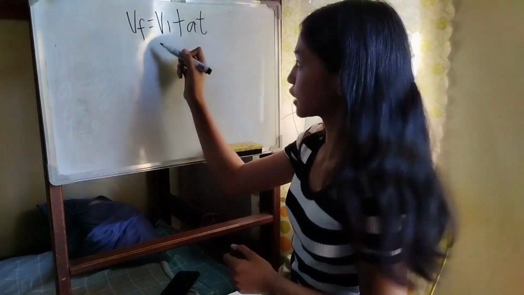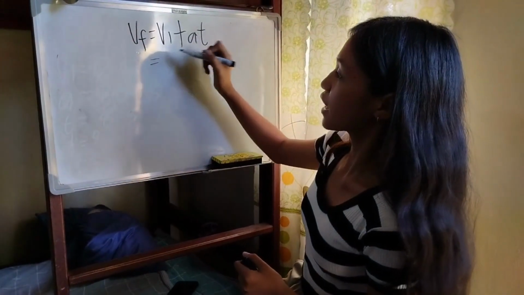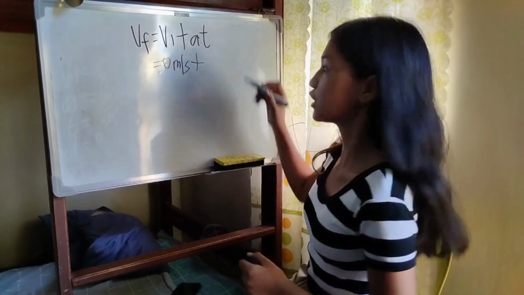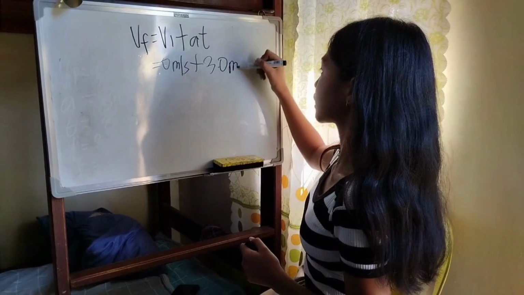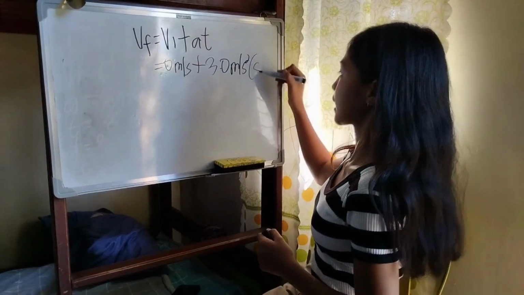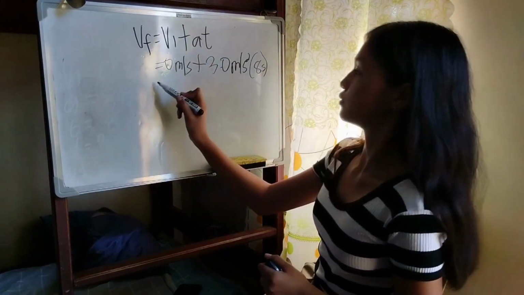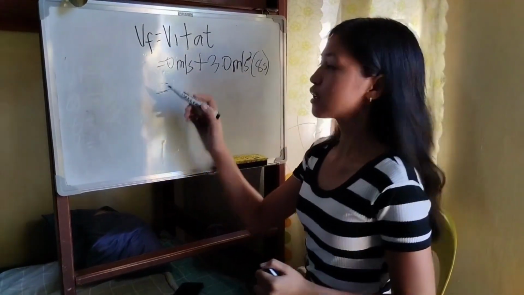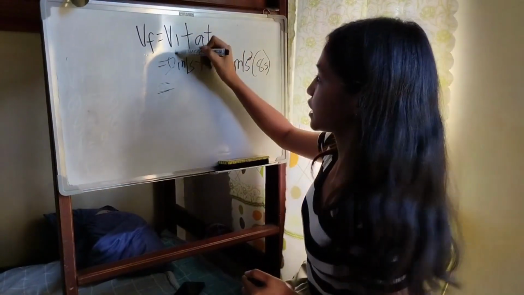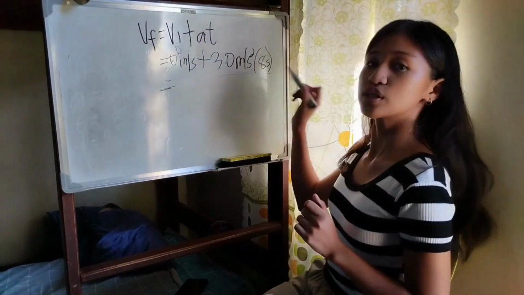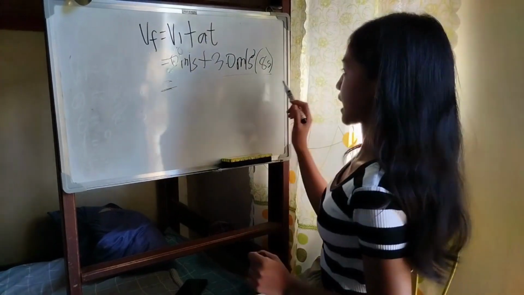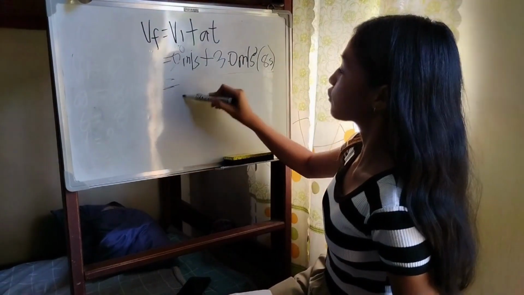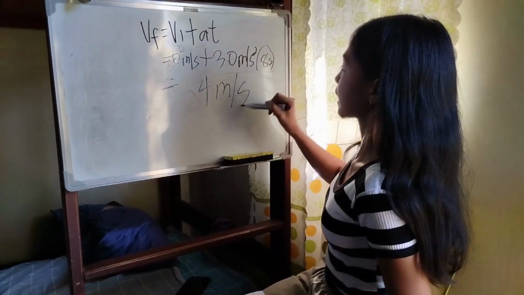So we need to substitute the numbers. vi, or initial velocity, is equal to 0 meters per second, plus the acceleration, 3.0 meters per second squared, and the time is 8 seconds. In this equation, we will cancel out the 0 because it has no value. So we will solve for the acceleration and time. 3 meters per second squared times 8 seconds is equivalent to 24 meters per second.